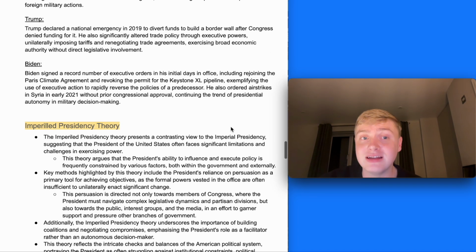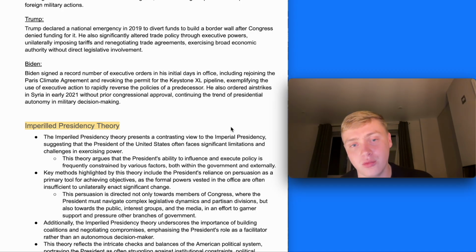In terms of Trump, he declared a national emergency to divert funds to his border wall, significantly altered trade policies through executive powers, unilaterally imposing tariffs and renegotiating trade agreements, and exercised broad economic authority without direct legislative involvement. That was particularly in relation to China, but also in relation to Mexico and Canada as well.